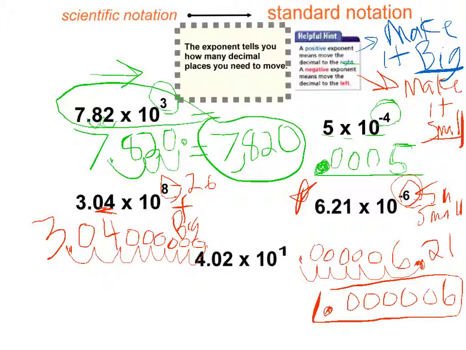Now my last question is 4.02 times 10 to the first. Well, that's a positive 1. So what that tells me to do is move the decimal 1 place, and because it's positive, I go to the right while I make it bigger. So I'm going to move it 1 place to the right to make it bigger. So 4.02 turns into 40.2, and that's my answer.